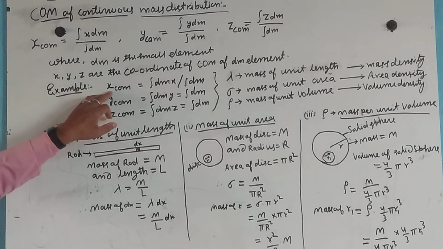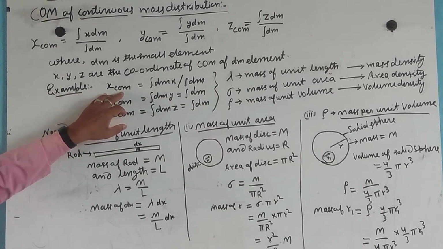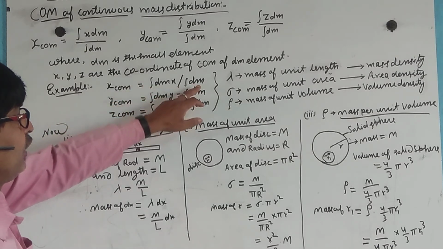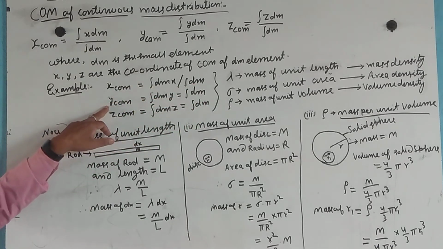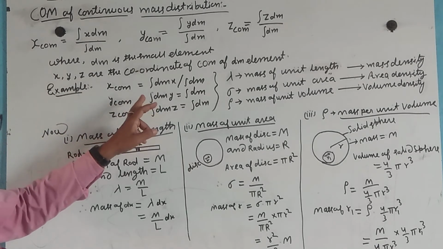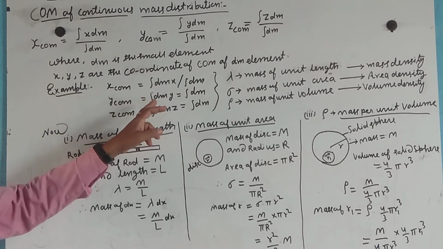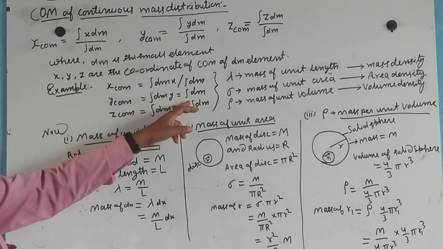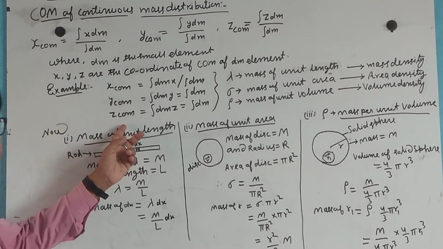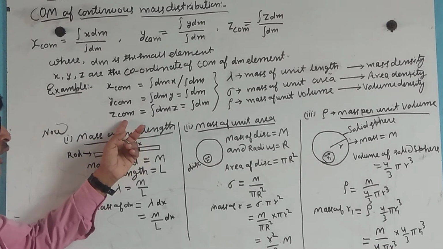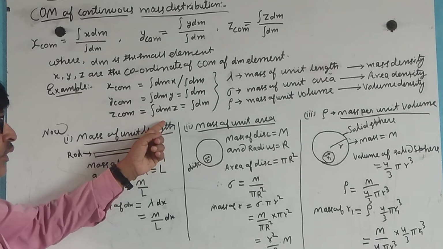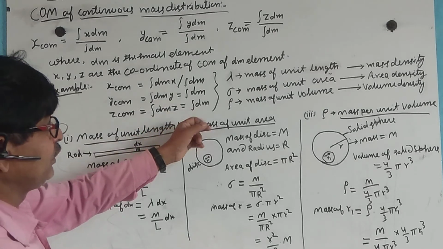So the x coordinate of center of mass can be written as the integration of x dm divided by the integration of dm. The y coordinate of center of mass can be written as the integration of y dm by the integration of dm, and the z coordinate of center of mass is equal to the integration of z dm divided by the integration of dm.